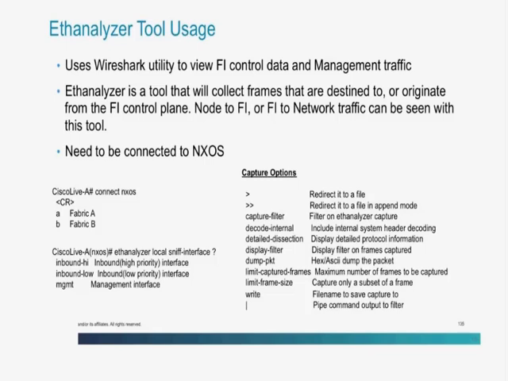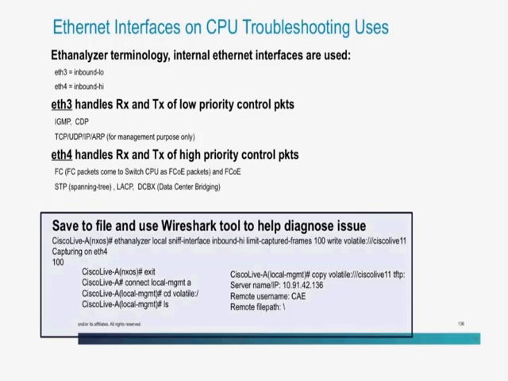I just wanted to let you know that, as with N5K and other switching modules, we also have Ethanalyzer. Mind you, Ethanalyzer is used to collect only the control plane traffic. So Ethanalyzer can be configured from the NX-OS context. I've just taken an example. Inband low uses eth3, that is used for IGMP and CDP packets. eth4 can be used for FC, STP, LACP, DCB, and other protocols. The commands are pretty much the same as N5K. You can have a look at them.